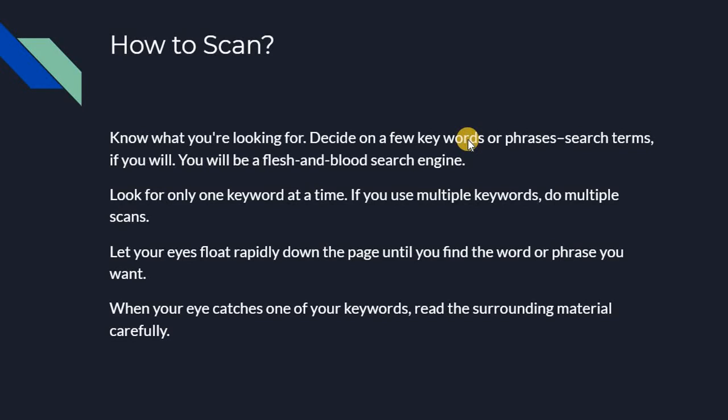So you are just looking at the word or a phrase here, just like looking for pearls from amongst the oysters. When your eye catches one of your keywords, read the surrounding material carefully. That's how you do it. From the question, you try to take out a keyword, what you're trying to look at, and you try to find the keyword in the extract, and then you read the material that is surrounding the keyword. Thereby you try to arrive at the meaning for that keyword.